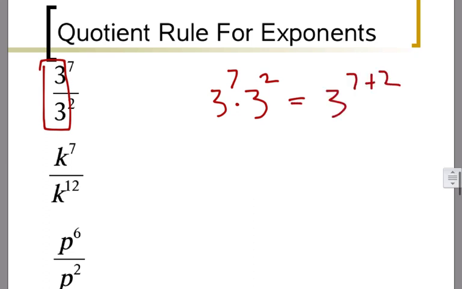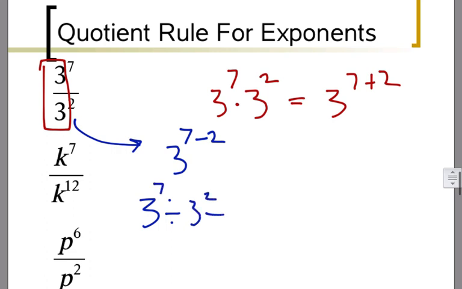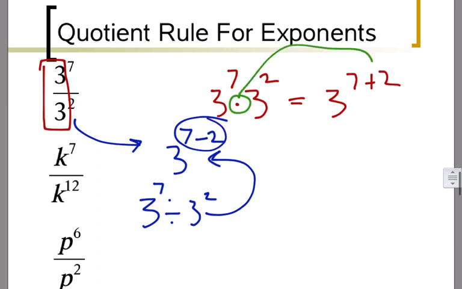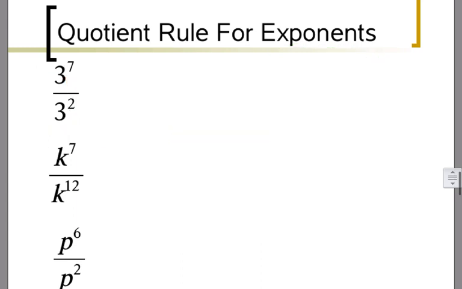Now what I'm doing, because it's the quotient rule, this is really 3 to the 7th minus 2, because it's division. So 3 to the 7th divided by 3 to the 2nd turns into subtraction. So where the product rule turned into addition, the division, the quotient, turns into subtraction. Okay, so what that means is that all I have to do for this first problem is subtract them, and that turns into 3 to the 7 minus 2, which is 5.